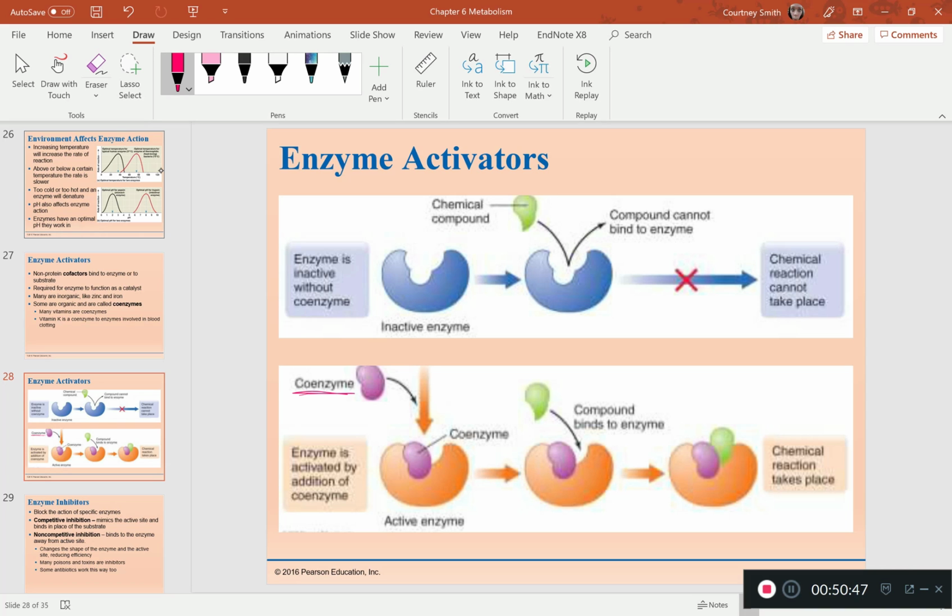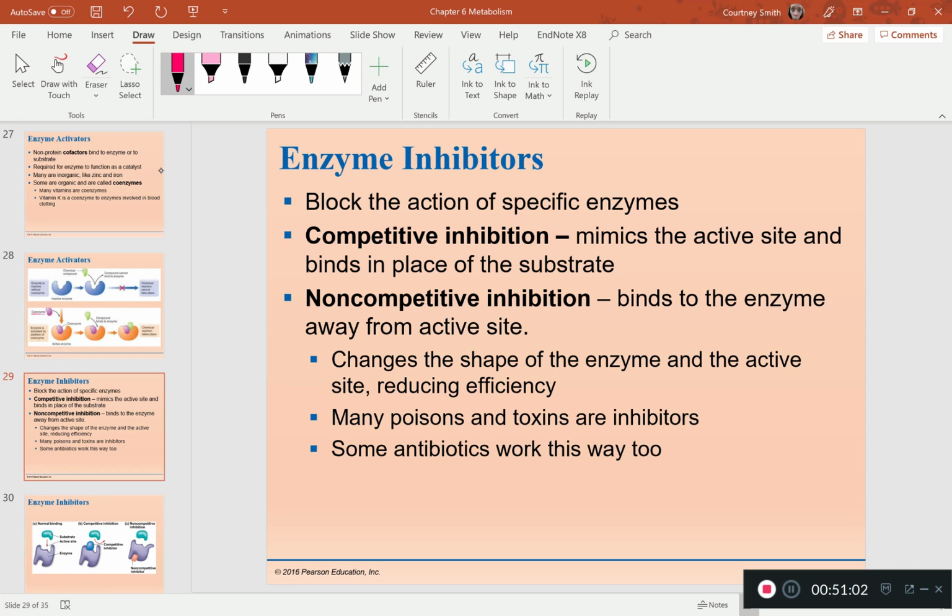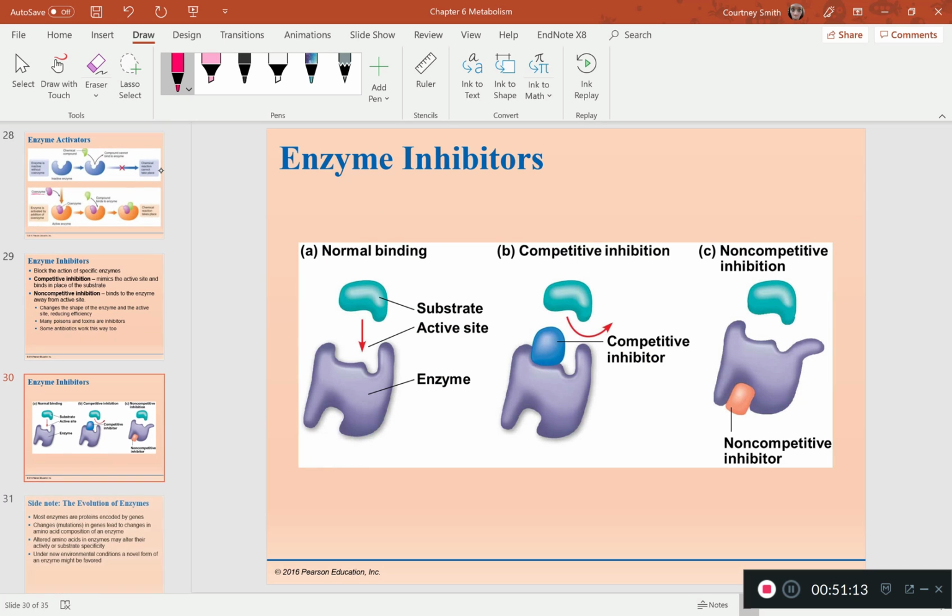So with enzyme activators or coenzymes, what will happen is that it gives a signal to the enzyme that, hey, you need to bind a substrate so you can do the reaction. Whereas an inhibitor is the exact opposite. An inhibitor will inhibit or block the action of enzymes, meaning that it doesn't want the enzyme to do work. And there's two different ways. The first way is called competitive, and the second way is non-competitive.